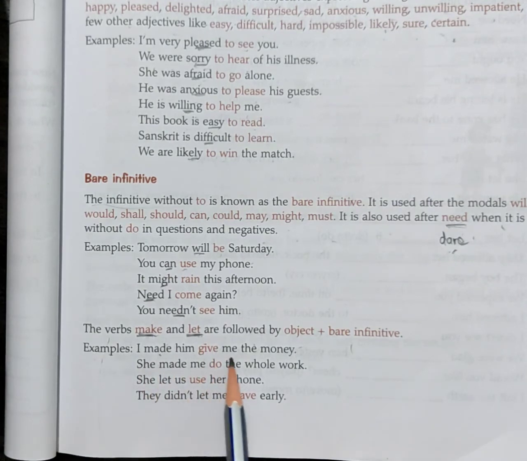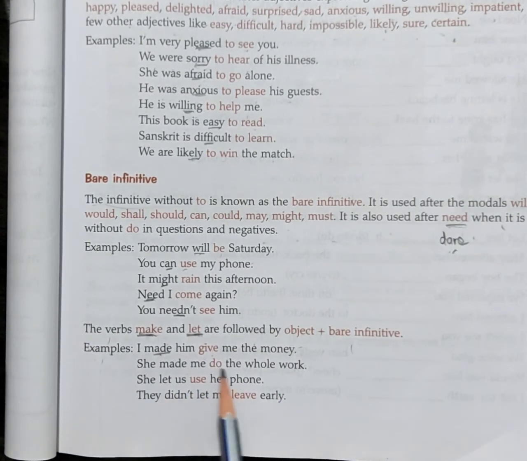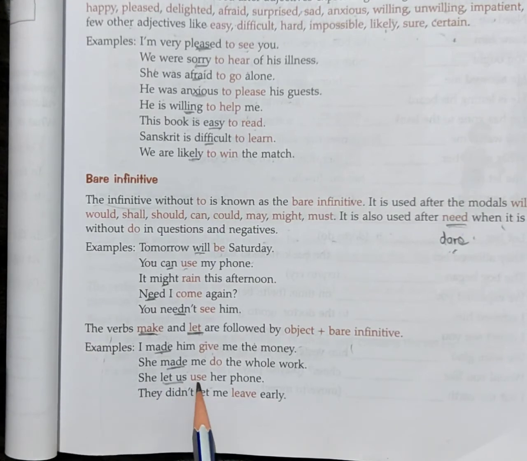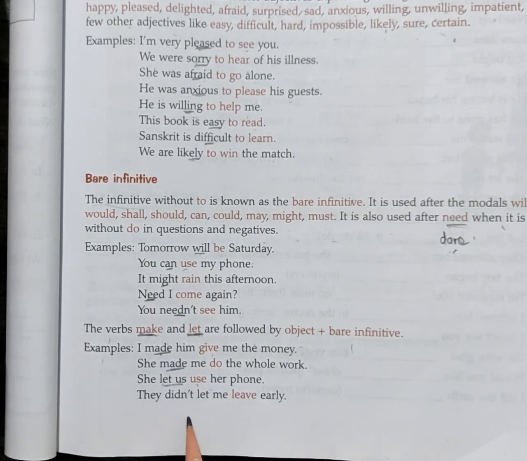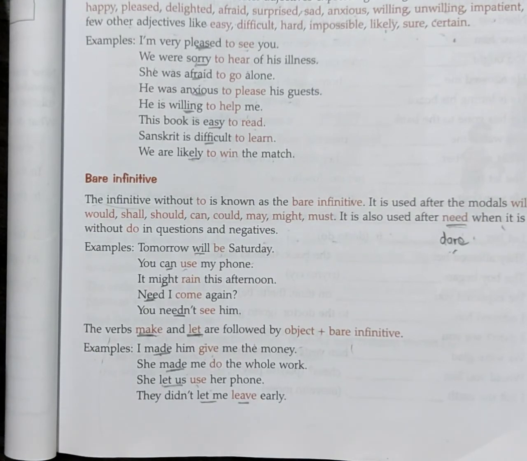I made him give me the money. Made, that's why only "give". She made me do. Look at another made, so only "do". She let us use her phone. So let us, so use only the bare infinitive. They didn't let me leave early. Let me, that's why only "leave". So when this type of verbs is there, you don't have to use "to". You have to use the bare infinitive.